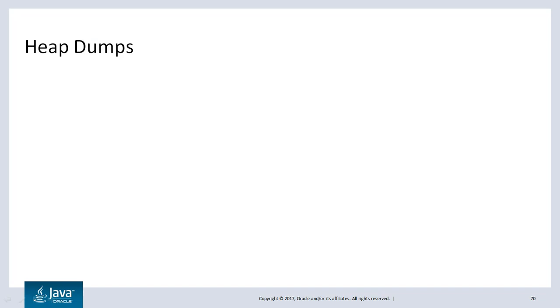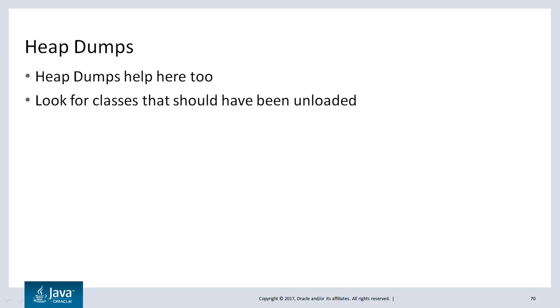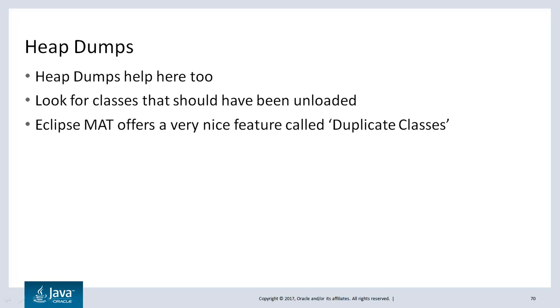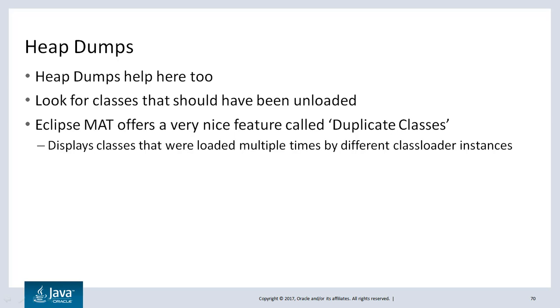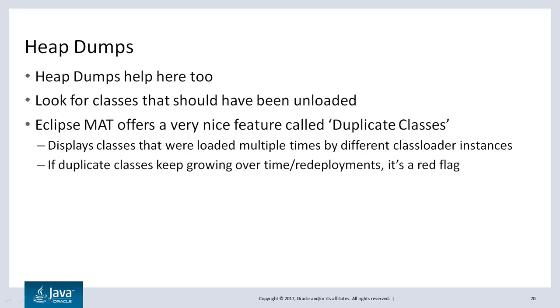Heap dumps help here too. Heap dumps are helpful in troubleshooting PermGen and MetaSpace memory problems as well. With the heap dump analysis tools, we should look for classes that should have gotten unloaded but didn't. Eclipse MAT offers a very nice feature called duplicate classes, which displays any classes that were loaded multiple times by different class loader instances. Now, some finite number of duplicate classes loaded by different class loaders may be part of the application design. But if they keep growing over time, then that's a red flag and should be investigated.